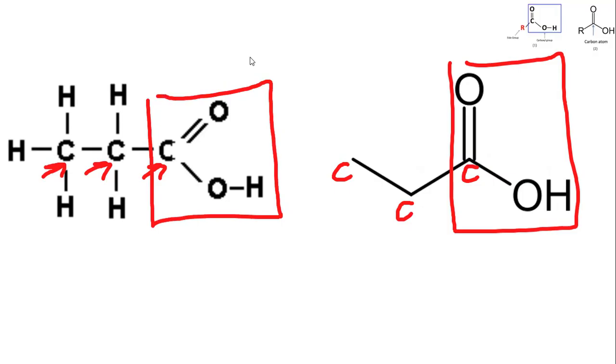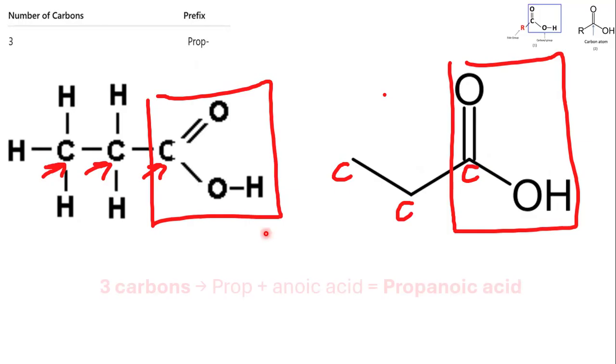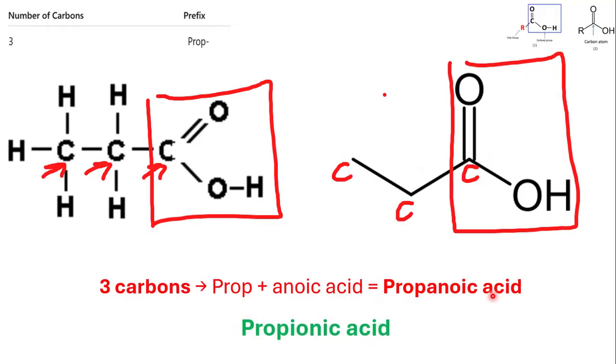Remember, if we have three carbons, what do we call it? If we have three carbons, we're going to use the prefix prop. So it's going to be prop plus enoic acid. So it's going to be propanoic acid. And so that is the name that we could use.